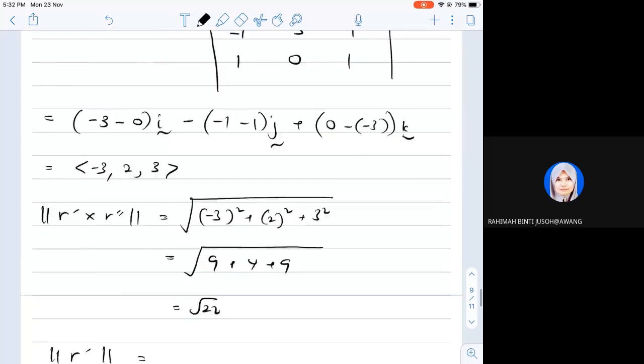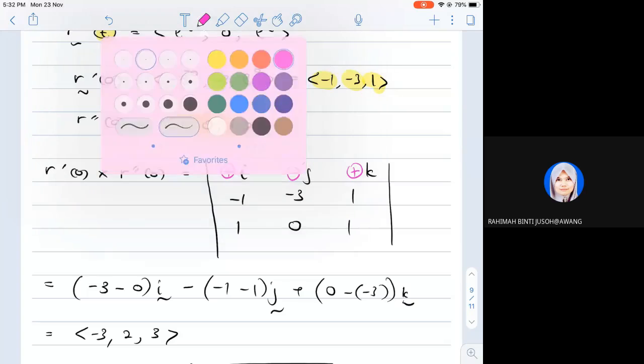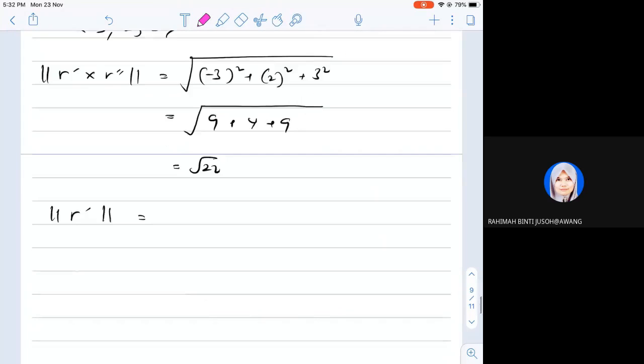Tadi R prime kita apa? Yang ni kan? This one. R prime. Okay, so negative 1, negative 3, 1.